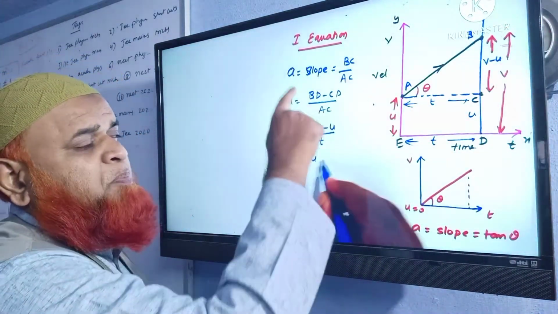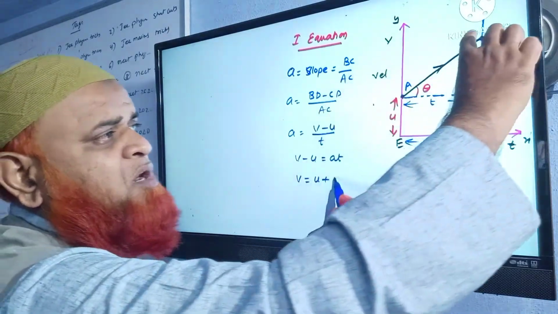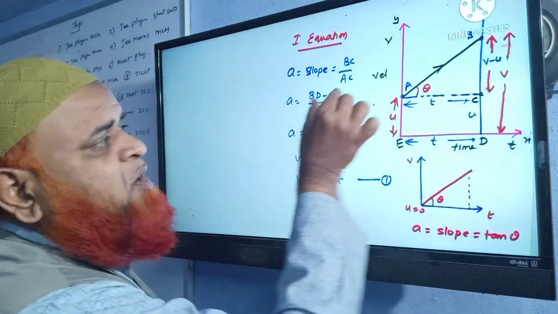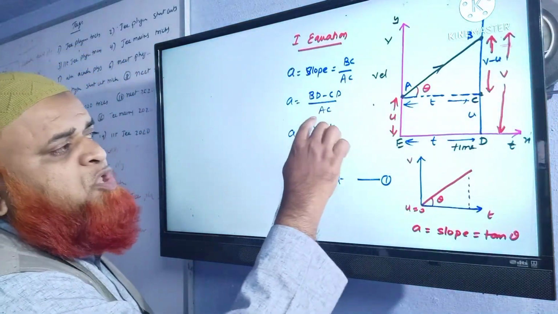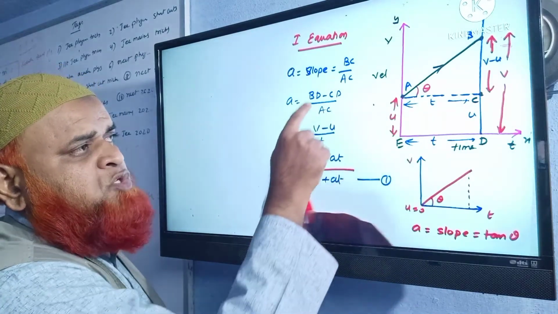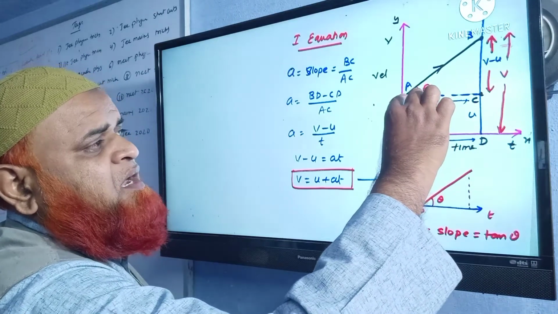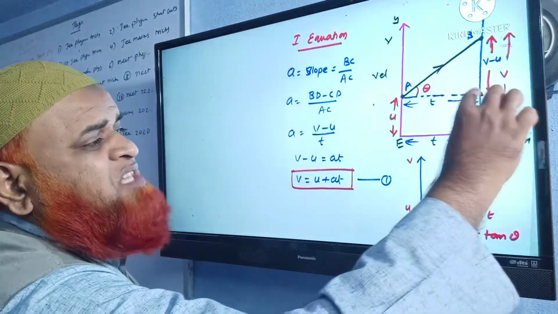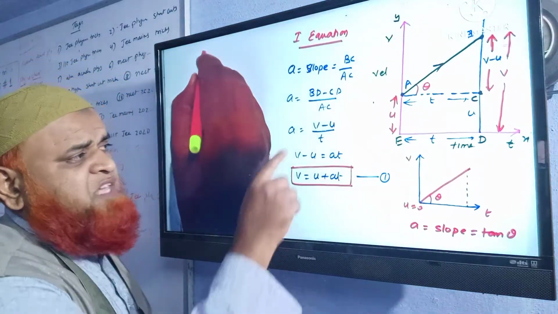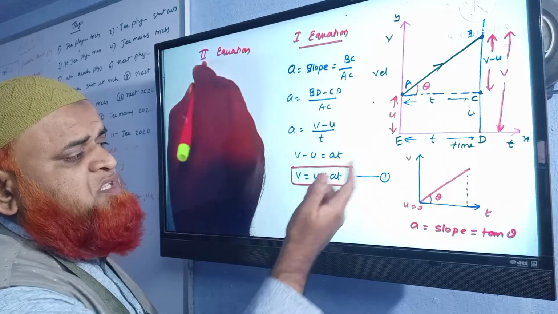Acceleration is taken as the slope, that is the opposite side BC by the adjacent side AC. You all know BC is the difference of BD minus CD. So BD minus CD gives you BC, and the adjacent side is AC. BD is the final velocity v, and CD or AE, both are the same, is also u. Therefore acceleration is V minus U by T. So V minus U is equal to at.